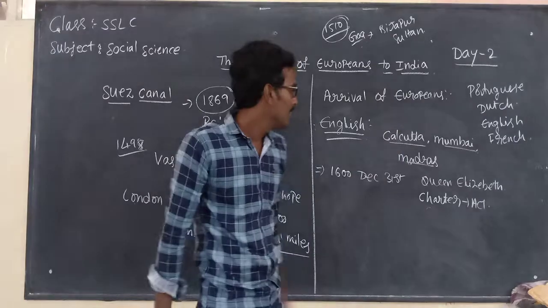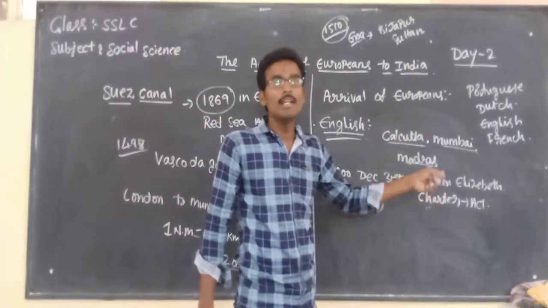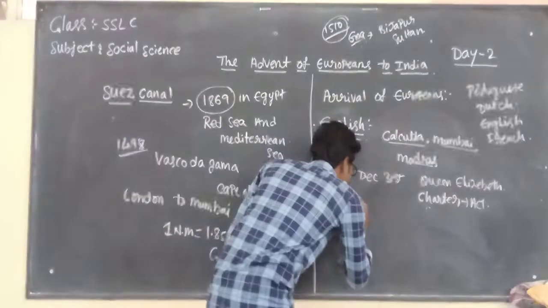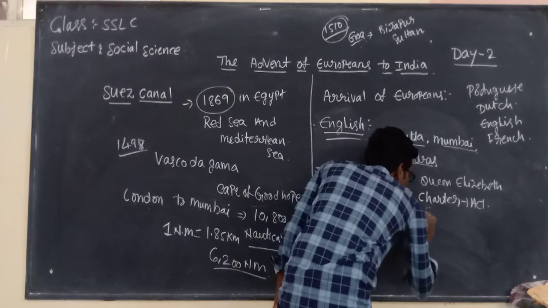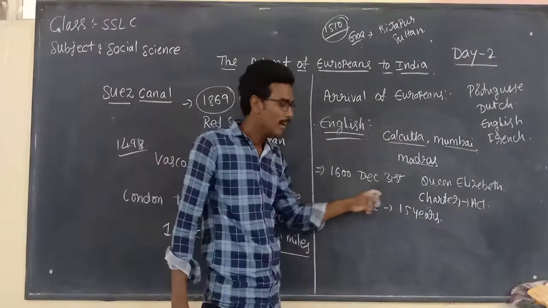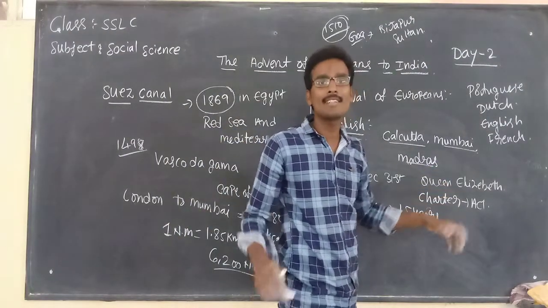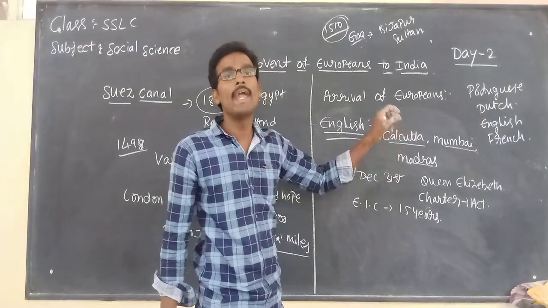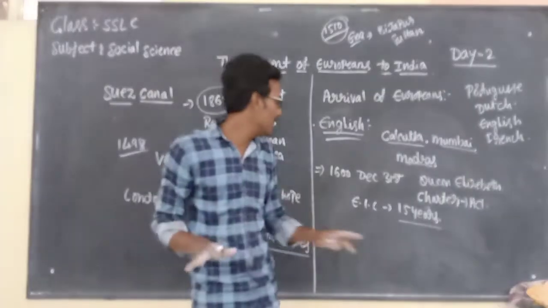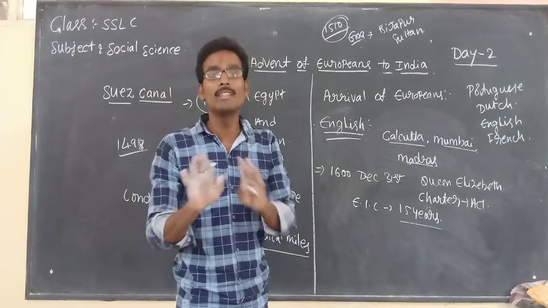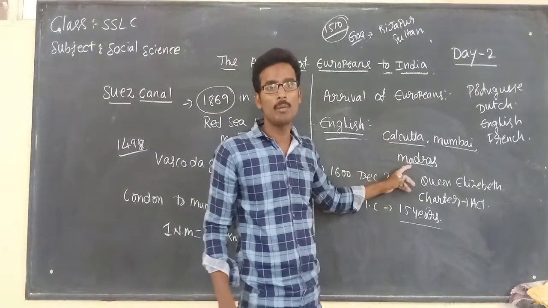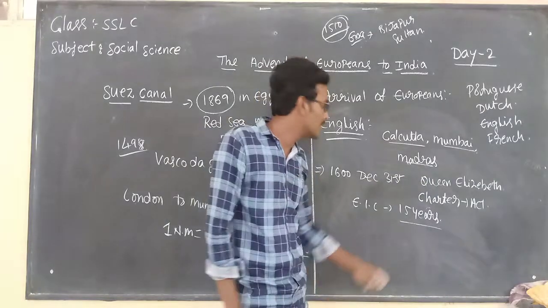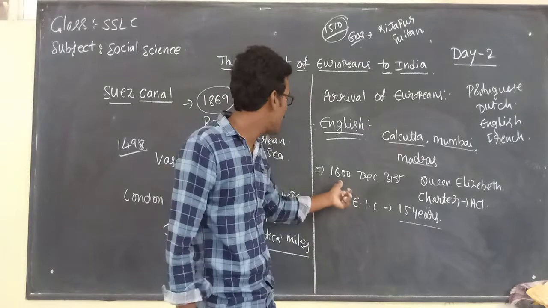gave a charter. This charter gave permission to the East India Company to do trade with India for 15 years. Listen carefully. In the year 1600, December 31st, Queen Elizabeth gave a charter. Charter means act. That act says that the East India Company got permission from the British government to do trade with Eastern countries for 15 years. Remember carefully, the East India Company is a privately owned company. It is not connected with the British government. It is just a private company. This private company got permission from the British government to do trade with the Eastern countries for 15 years. That is the major thing that happened in the year 1600.